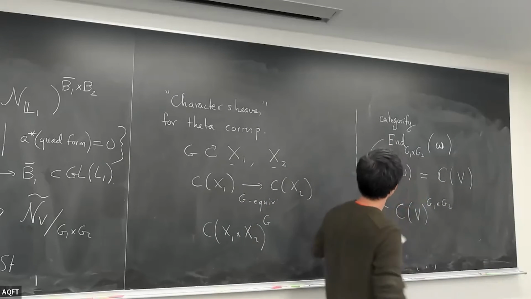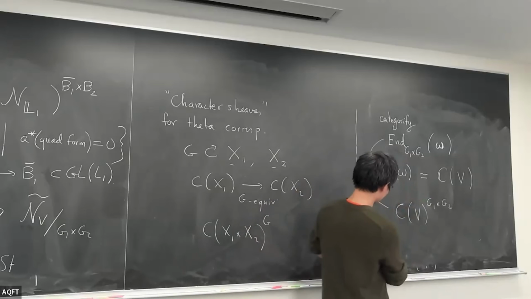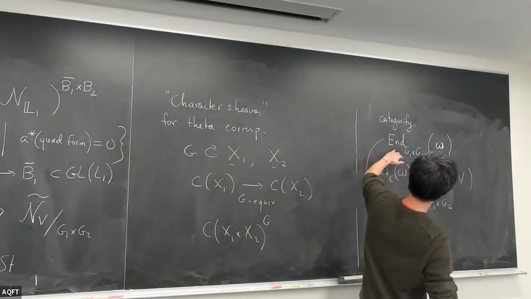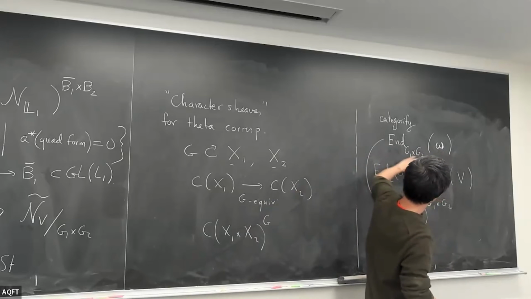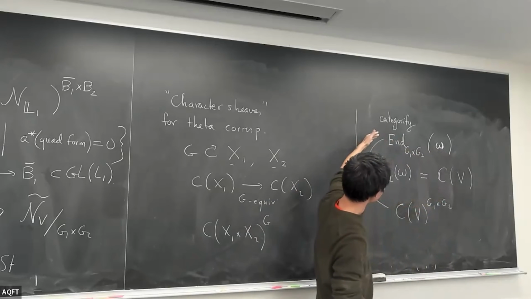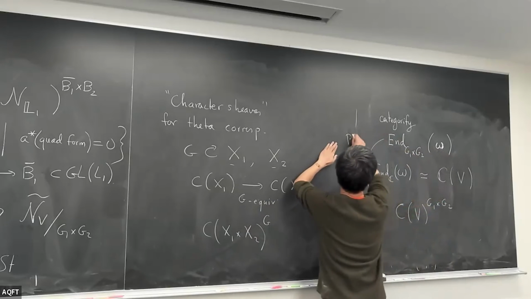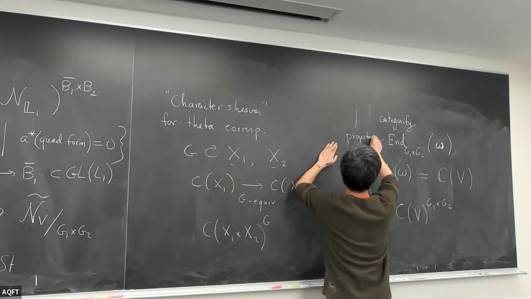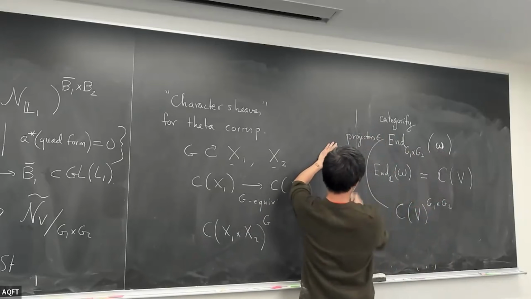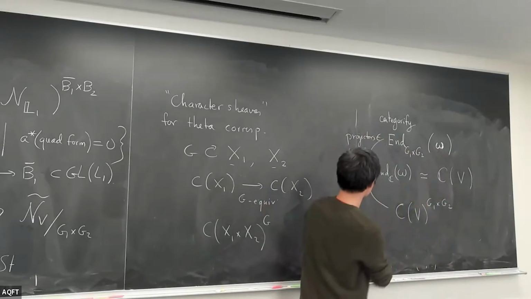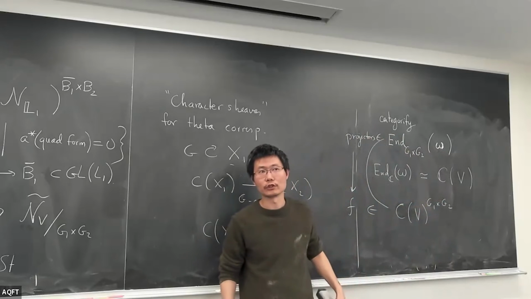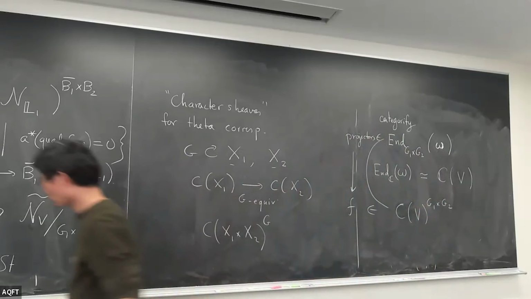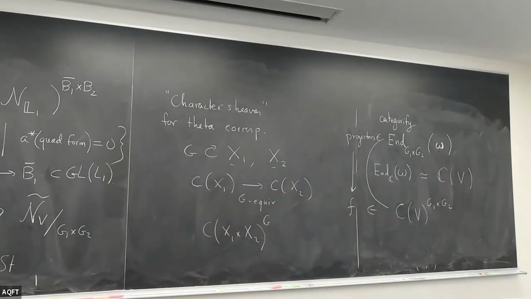So for example, for each simple direct summand in the decomposition of omega to G1 times G2, you have a projector. And they should give rise to some function on V that's invariant under G1 times G2. And the question is how do you describe this collection of functions?